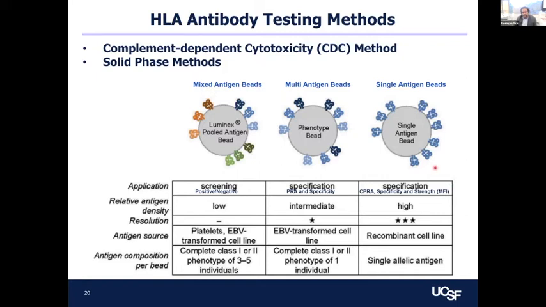The single antigen beads is the ultimate technology. Almost all labs in the US and many labs in other parts of the world are using it because the bead carries a unique protein made by the recombinant method. So it doesn't cause any cross-reactivity. It comes with different challenges, but generally this is the ultimate method, the most sensitive method people use to detect HLA antibodies. So we use it in our lab as the primary HLA antibody detection method.